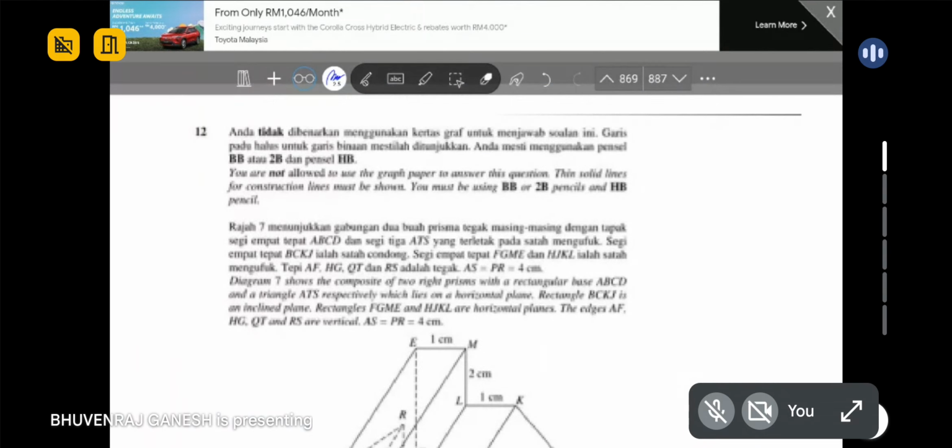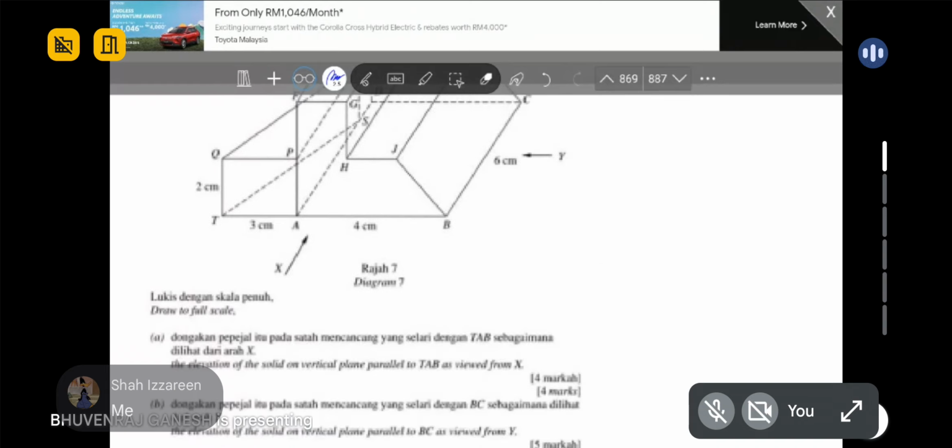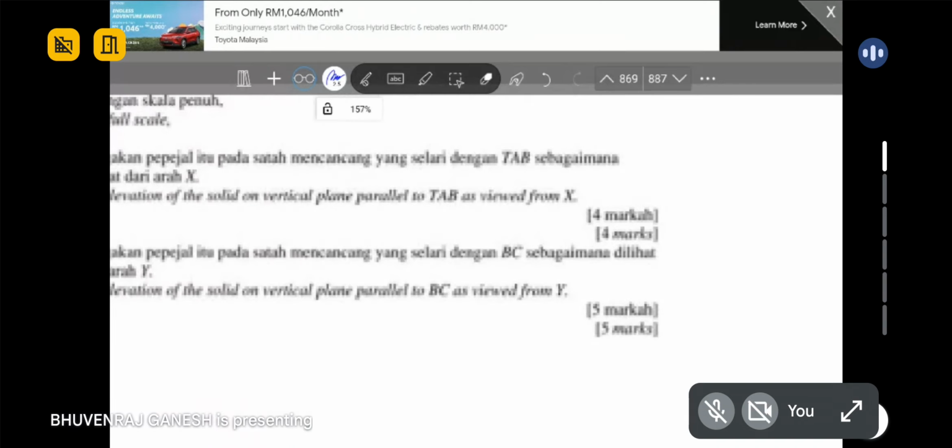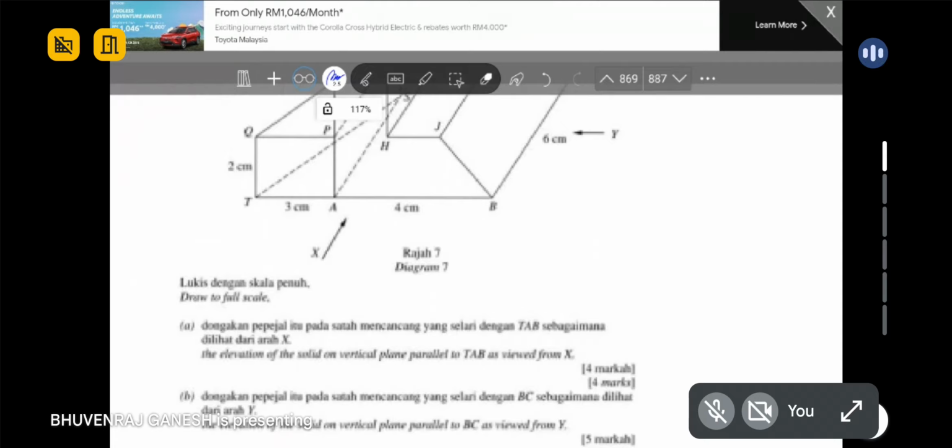Question 12, guys. Your favorite, plan and elevation. Who doesn't like it? Siapa tak suka? Plan dan dongakan. This question, guys, be careful. Hati-hati. This question always carries a lot of marks. You can see, 9 markah, one question.